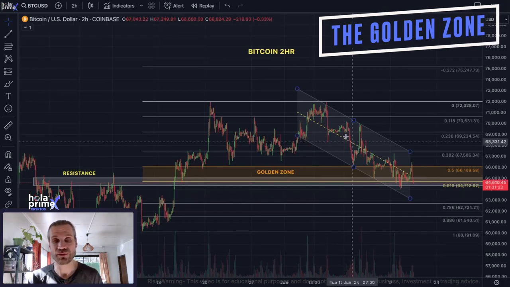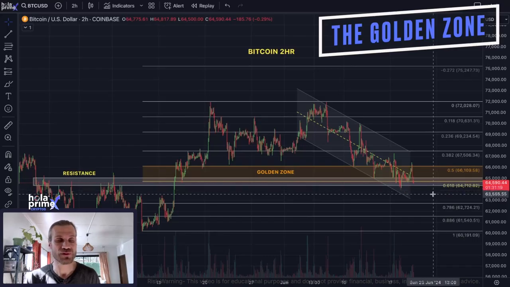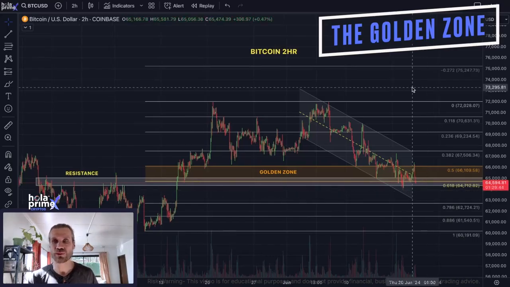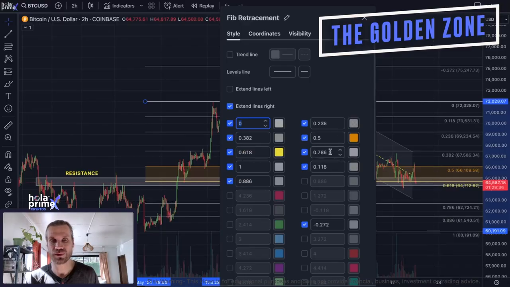But in this case, if the retrace doesn't reverse out of the golden zone and continues lower, the next Fib level to pay attention to is the 0.786. Now, some traders will also add the 0.764 level to their charts, as it's the mirror of 0.236. So just to alter that now for you, 0.786, let's move that to 0.764.